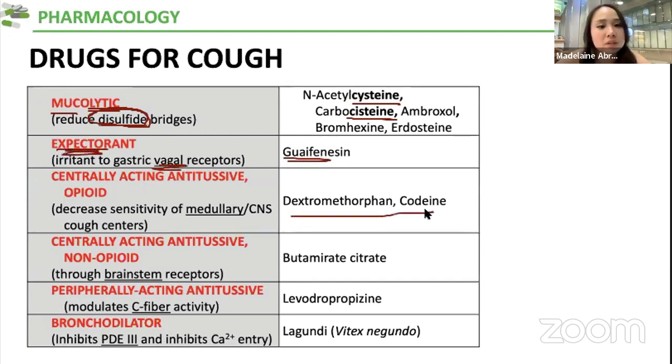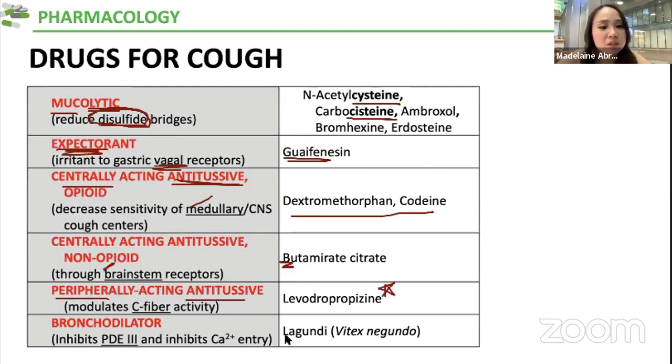Your opioids are centrally acting, di ba? They're antitussive, so pang dry cough. So mechanism, decrease sensitivity of CNS cough center. Si butamirate, centrally acting pa din sa brain stem receptor. Si levodropropizine naman, peripherally acting. So memorize nyo to kasi siya lang yung peripherally acting na antitussive.